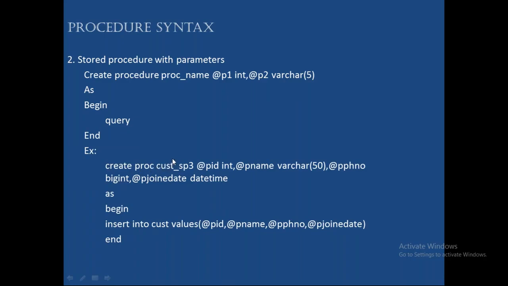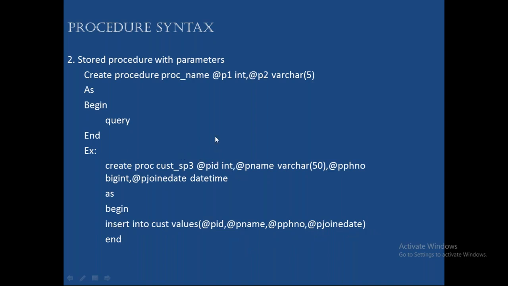This is my procedure name, and I am taking an ID parameter, name parameter, phone number parameter, and join date parameter. So total 4 parameters. Where am I going to use these 4? See, insert into cust values. We just know inserted records. In that, insert into cust values @PID, @PName, @phone number, @p join date.